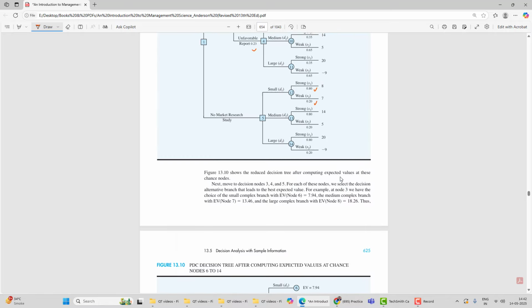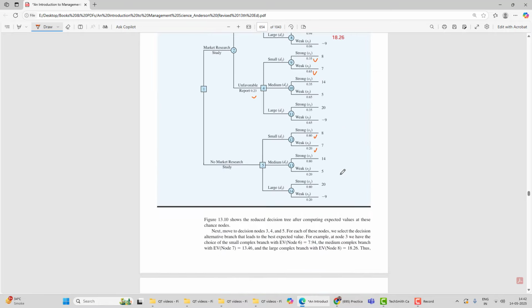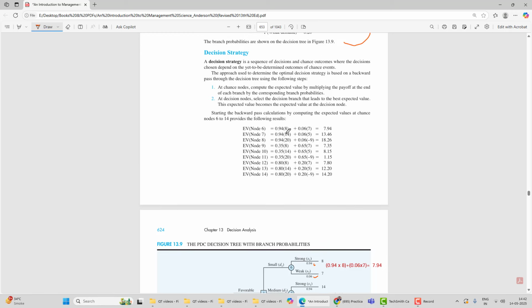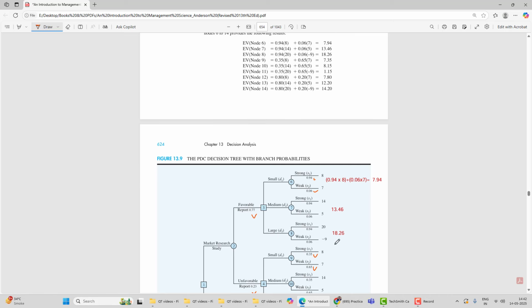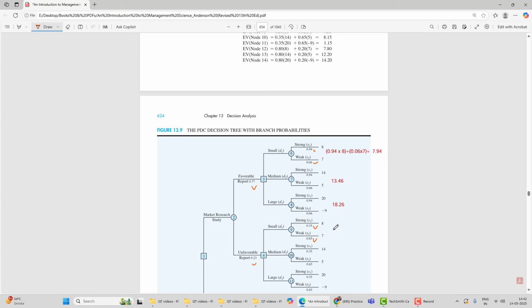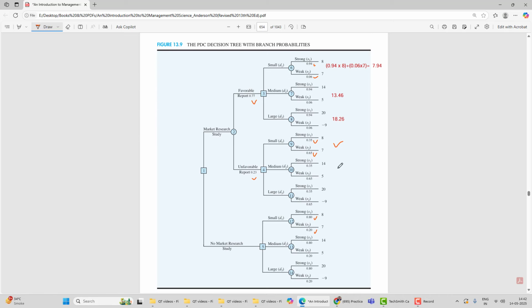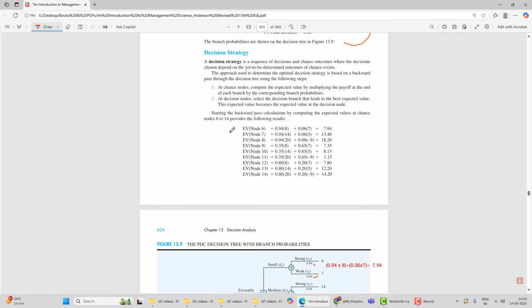which are clearly now captured here, right? If you see here, these are the values. For EV6 7.94, 13.46 for EV7, for EV8 18.26. So do the calculations for this yourself, for this yourself. This we have already done, so no need, because we already have these answers here. So all this are shown here. Just cross check whether you are getting the same answers yourself, right?